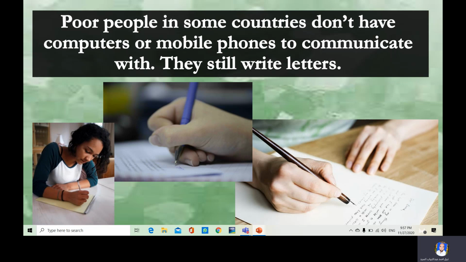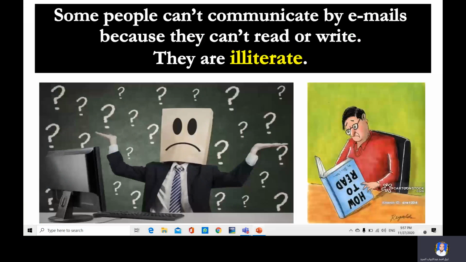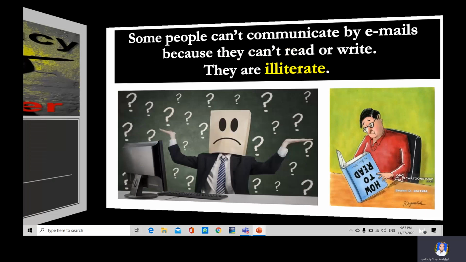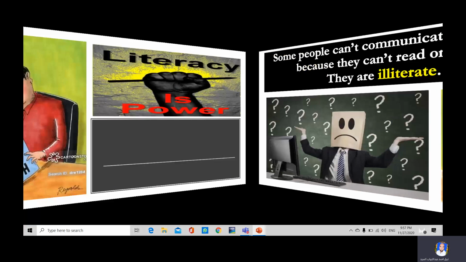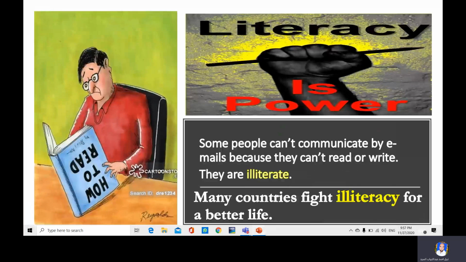They are illiterate. Illiterate is an adjective describing people who can't read or write. This man is illiterate. He can't read or write. Literacy means the ability to read. Literacy is power. Literacy means the ability to read or write. Some people can't communicate by emails because they can't read or write, so they are illiterate.